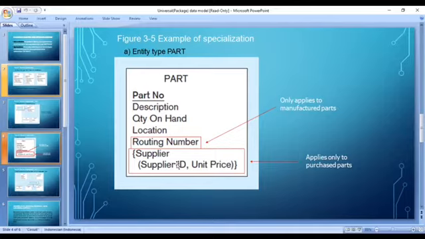Some of the attributes in figure 3.5a apply to all parts, regardless of source. However, others depend on the source. Routing number applies only to manufactured parts, whereas supplier ID and unit price apply only to purchased parts.